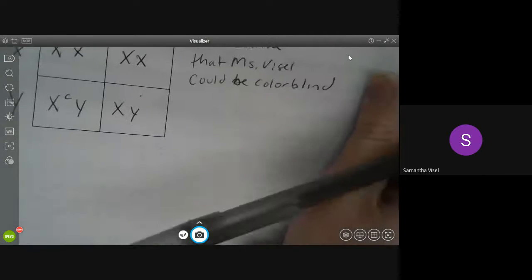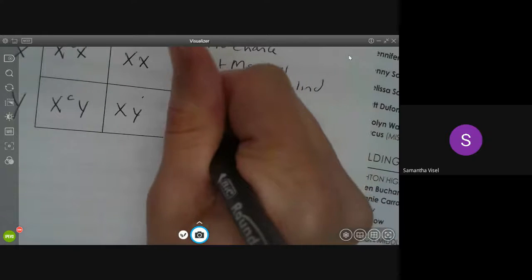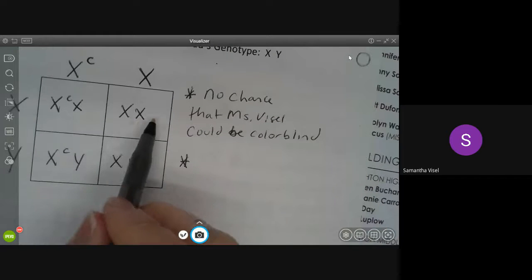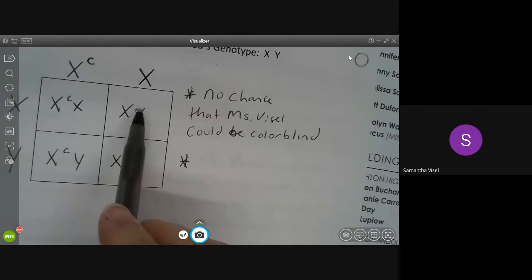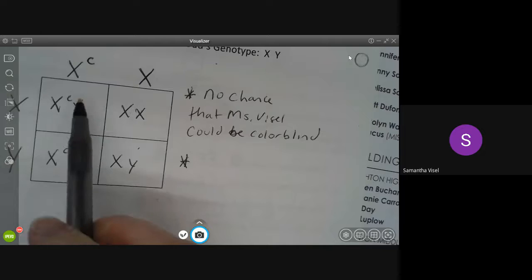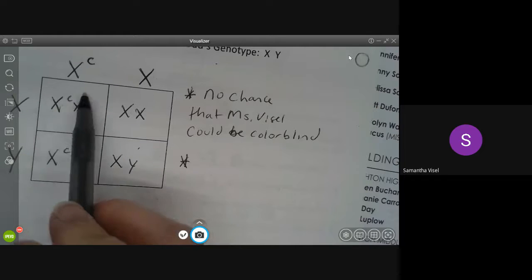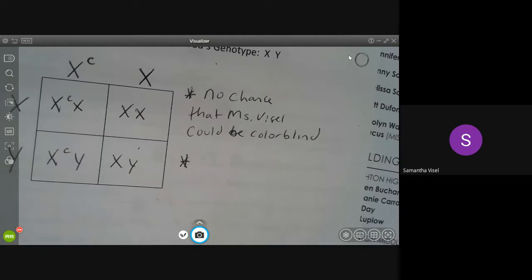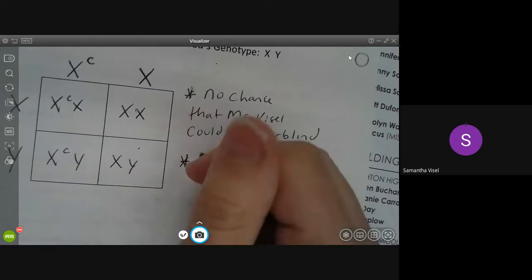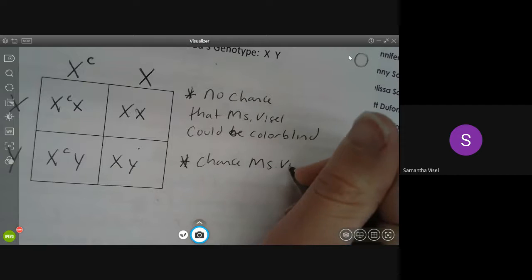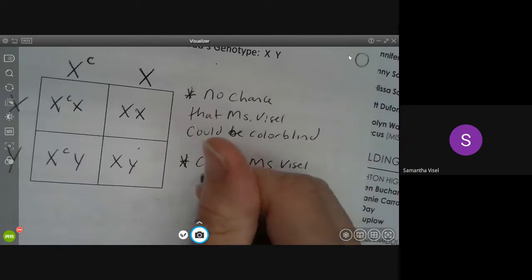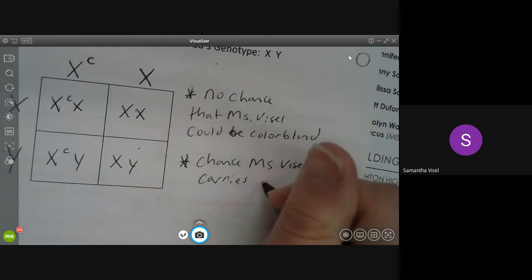However, there's a chance though that I could have both good X's, or I could have one X that has the color blindness gene on it. So there is a chance Miss Wiesel is a carrier of color blindness.